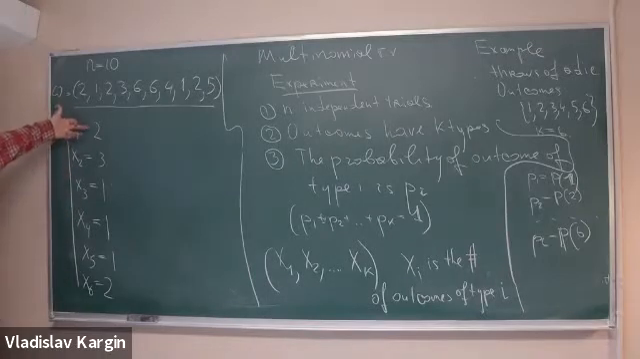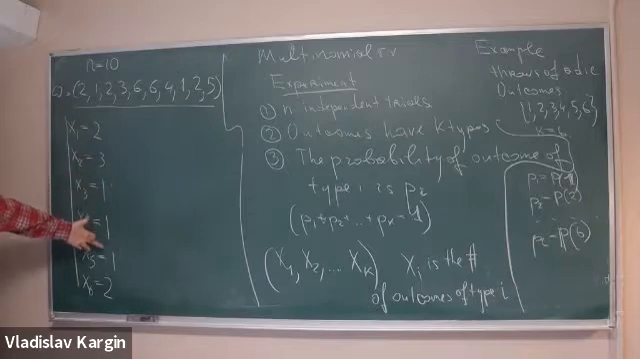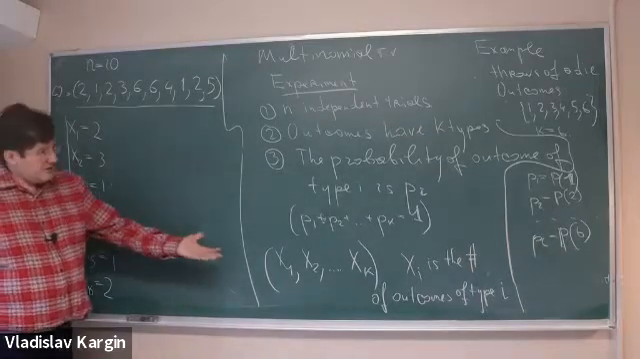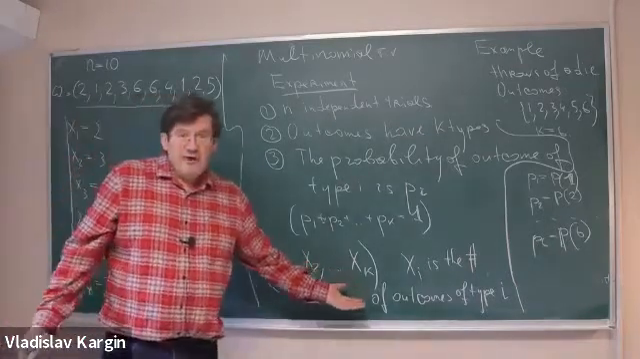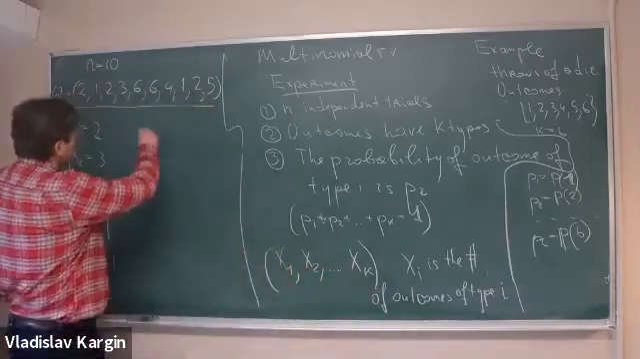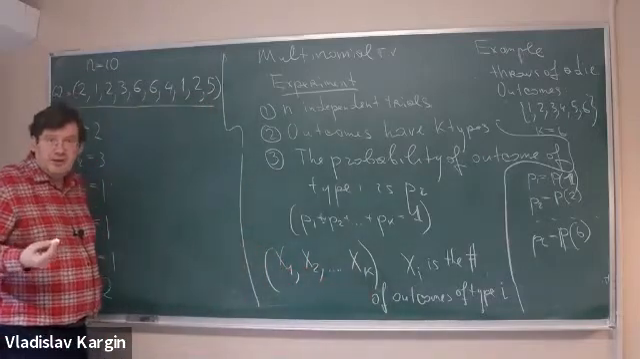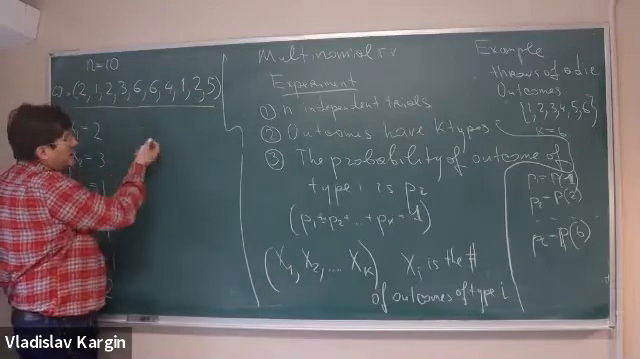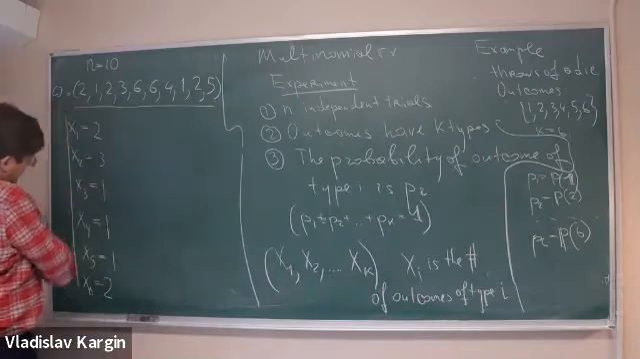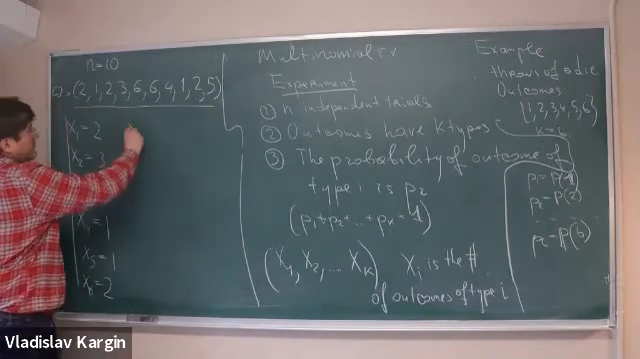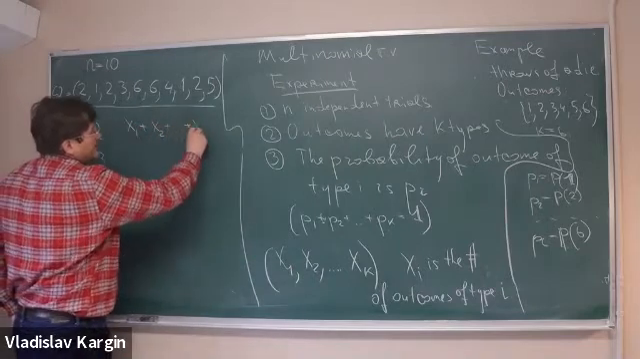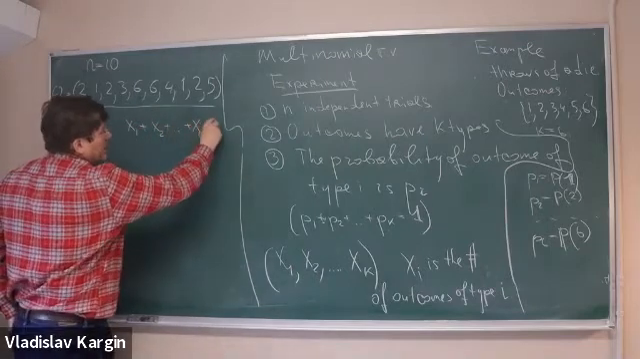So now let us check. 2 plus 3 plus 1 plus 1 plus 1, so 10, right? So it should be. So x1, x2, up to xk must also satisfy this equality. So they are not totally independent, right? If you know 5 of them, you know the 6th one. So in this example, the sum x1 plus x2 and so on up to x6 should be equal to 10, right?